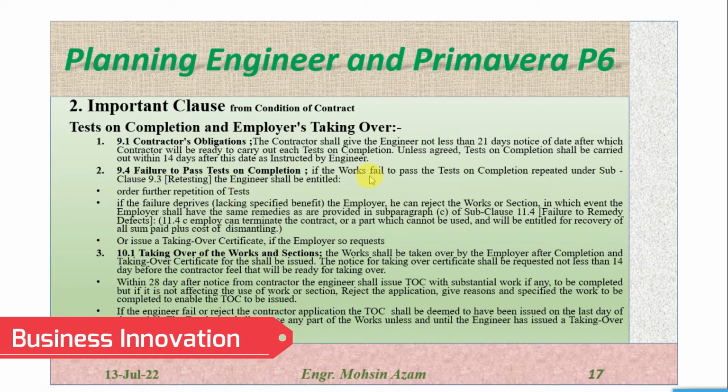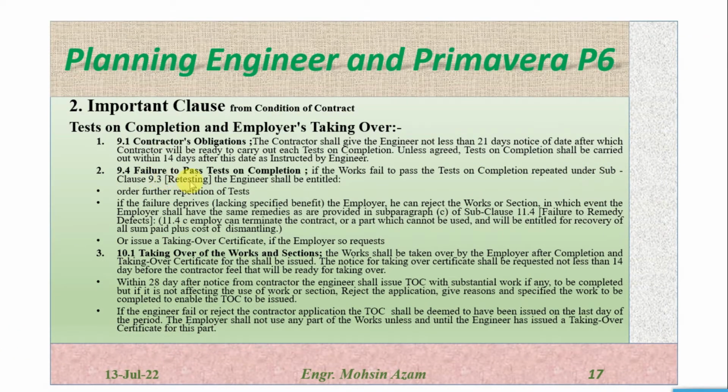As it's written here, if the work fails to pass the tests on completion repeated under sub-clause 9.3, the engineer shall be entitled to order further repetition. He can instruct to repeat the test again and again. If the failure deprives the employer of substantially the whole benefit of the works or section, the employer can reject the works or section, in which event the employer shall have the same remedies as provided in sub-paragraph (c) of 11.4, failure to remedy defects.